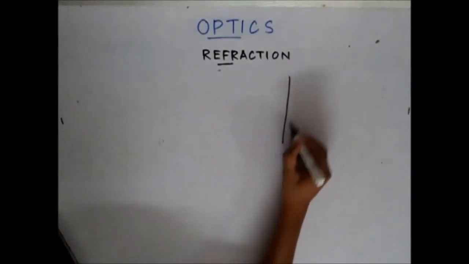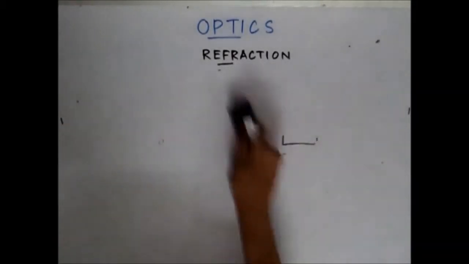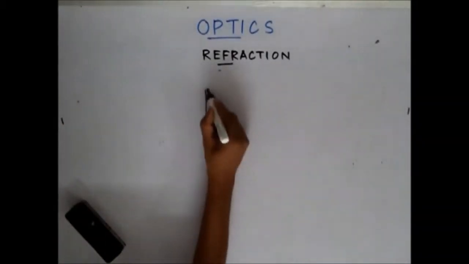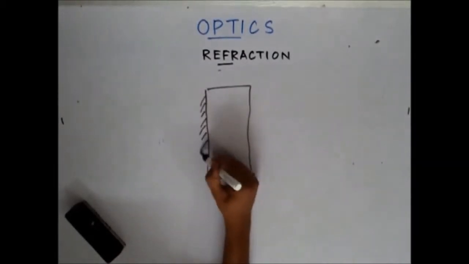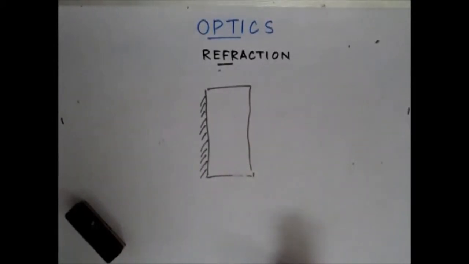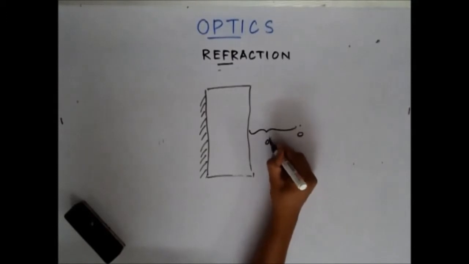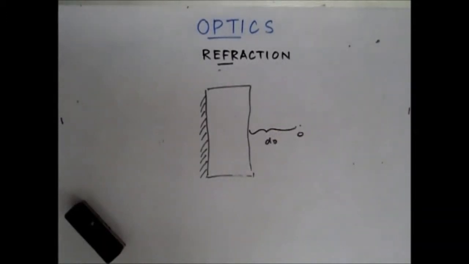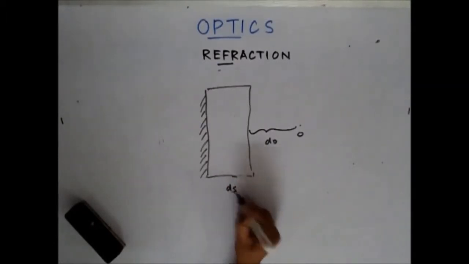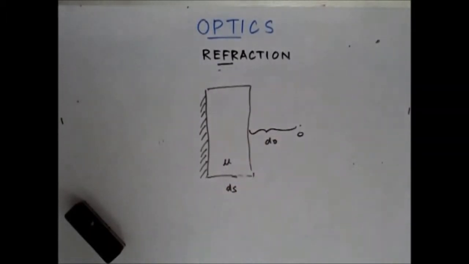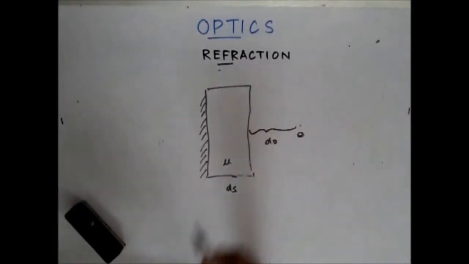The question is like this. You have a glass slab. One side of the glass slab is silvered, and you have an object here at a distance of d0, and the thickness of the slab is ds, and it has a refractive index mu. So the question is, find the distance between the object and the image formed by the whole setup.